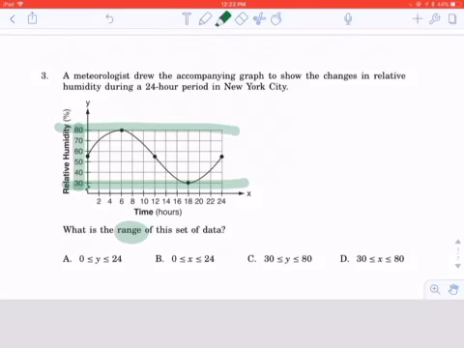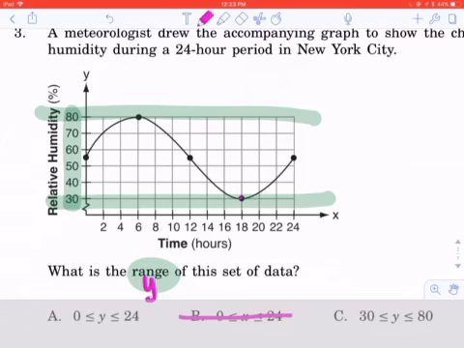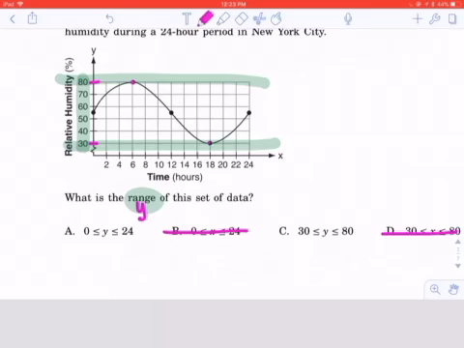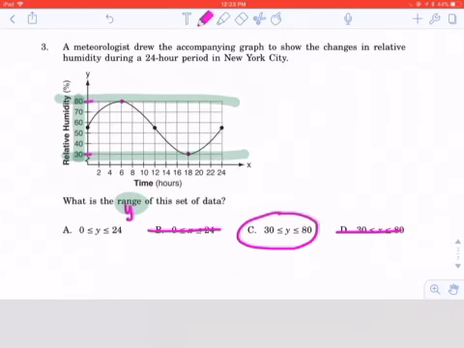So, first of all, let's look at our answers and rule some stuff out. Range talks about y values, so I can immediately cross out B and D. I don't want X in my answer, I want Y. And then I'm going to take a look at what's the lowest y value. There's the lowest point, which is at 30. Here's our highest point, which is at 80. So, choice C is our answer. The range is 30 is less than or equal to Y is less than or equal to 80.